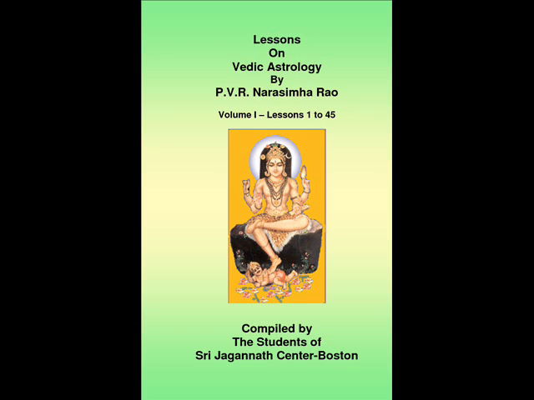Dashamsa or D10 is the chart of career. Dwadashamsa or D12 is the chart of parents. Shodashamsa or Kalamsa is the chart of pleasures and sadness, happiness and unhappiness, comfort and discomfort. Vimshamsa or D20 is the chart of religious activities, religiousness and spirituality. Chaturvimshamsa or Siddhamsa or D24 is the chart of learning, knowledge and education.